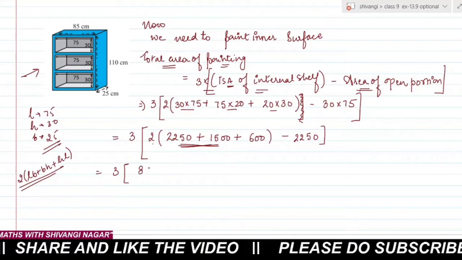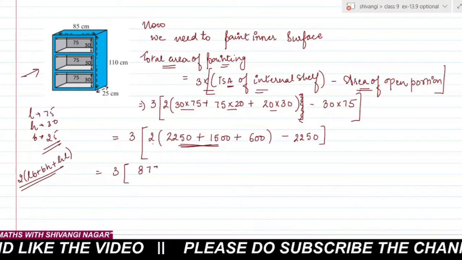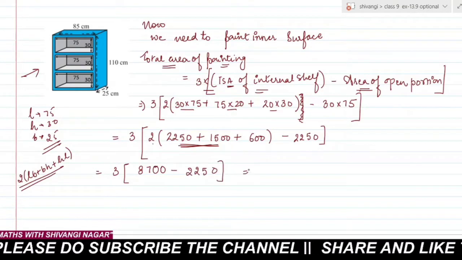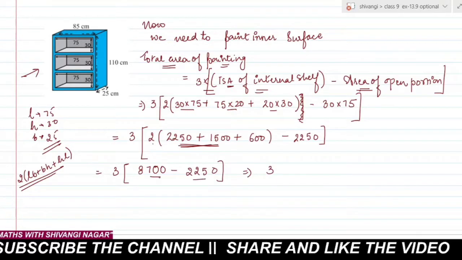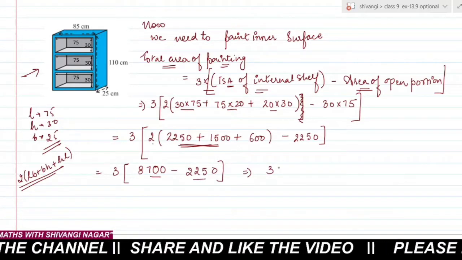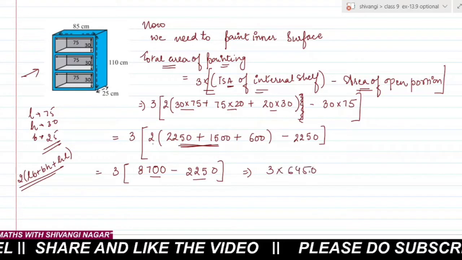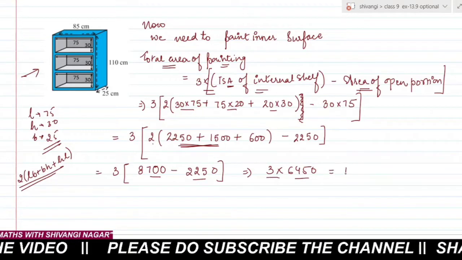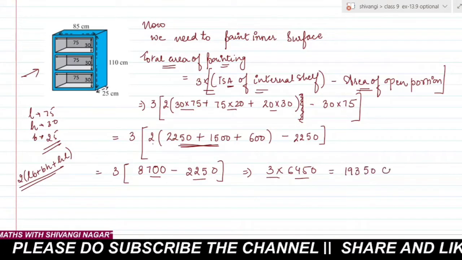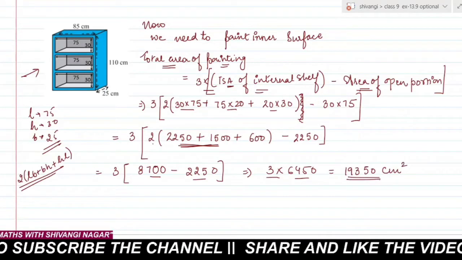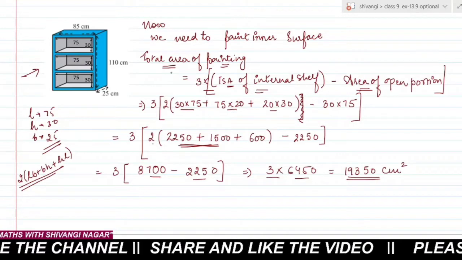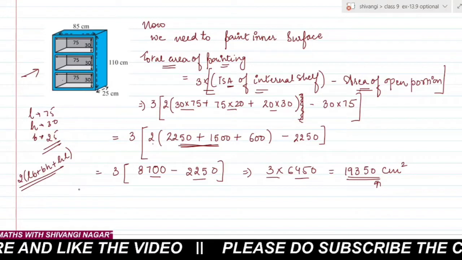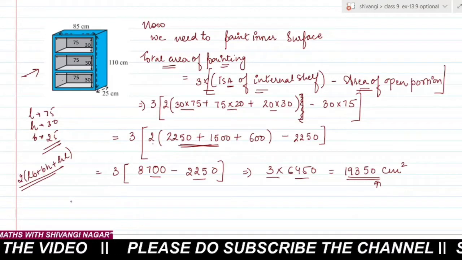8700 minus 2250. Then when you subtract 2250 from the 8700, what will you get? You will get 6450. And when you multiply these two numbers, what will you get here? 19,350. And this is what? Area. So it is what? Centimeter square. So if you see here, the total gray part area is coming out as 19,350.